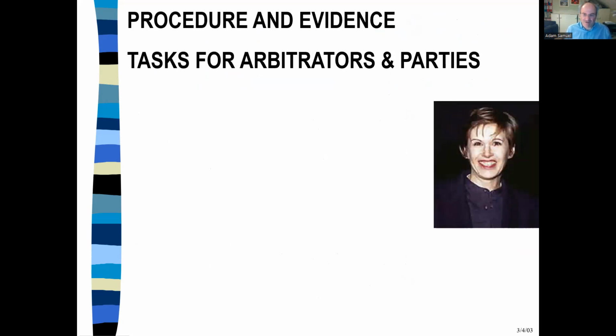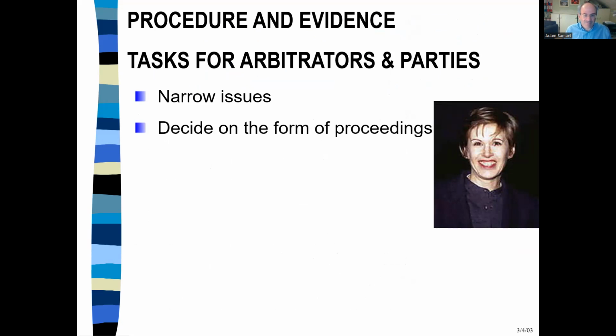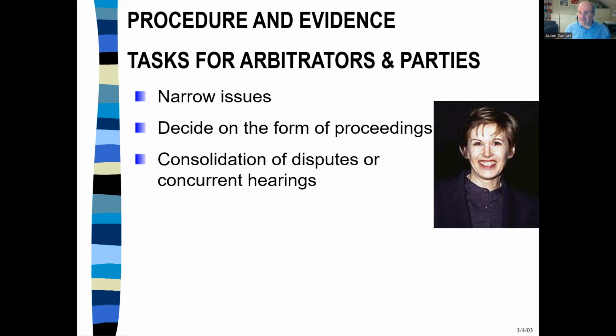Gabriel Kaufmann-Kohler, one of the most important arbitrators in the Swiss world. The arbitrator, whether it's ad hoc or ICC, has an urgent job to sort out what's really in dispute. The terms of reference won't necessarily answer that. They also have to work out what sort of proceedings we're going to have. These are all going to be documents. Do we need to consolidate arbitrations or hold them concurrently or anything like that?